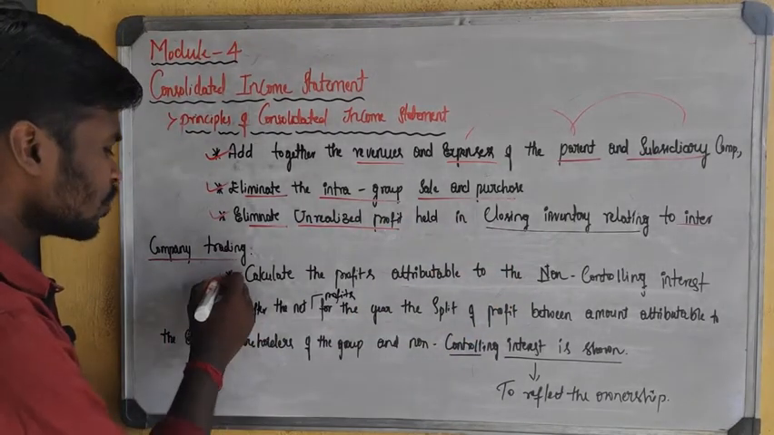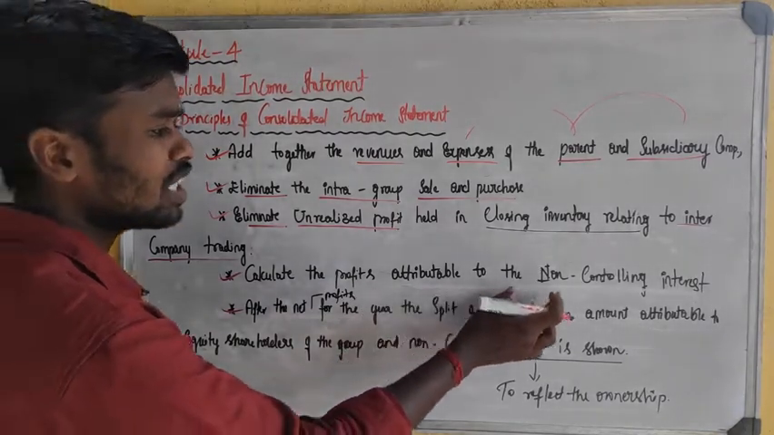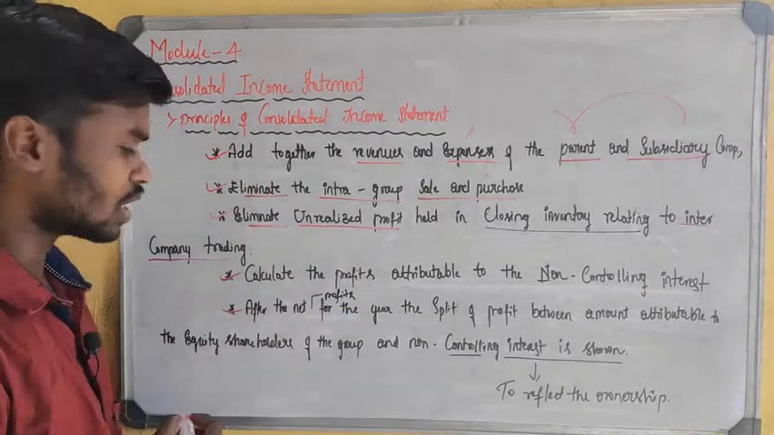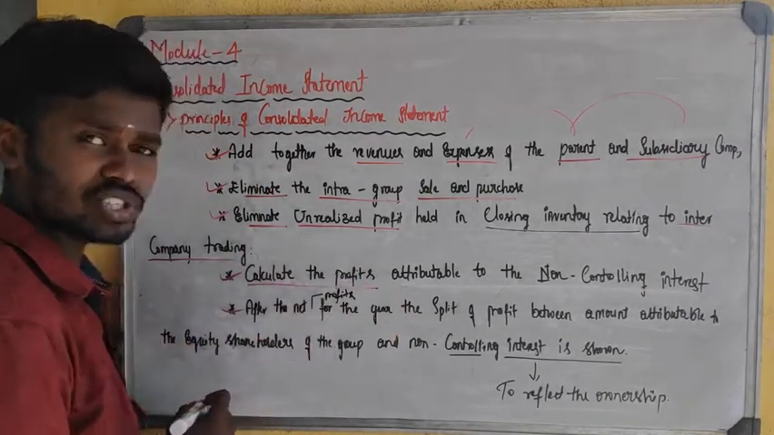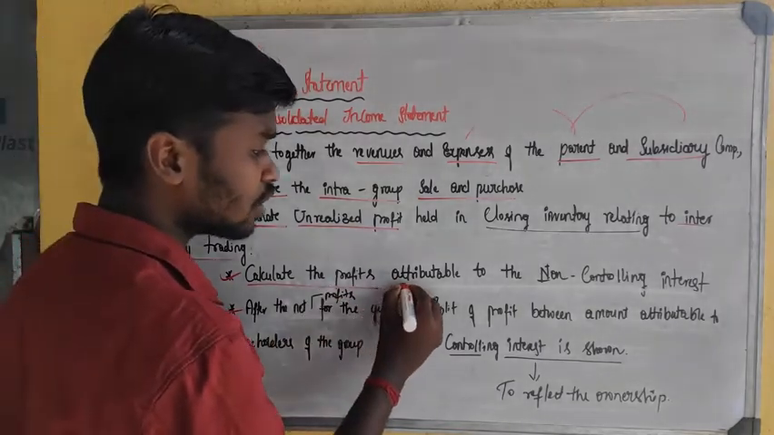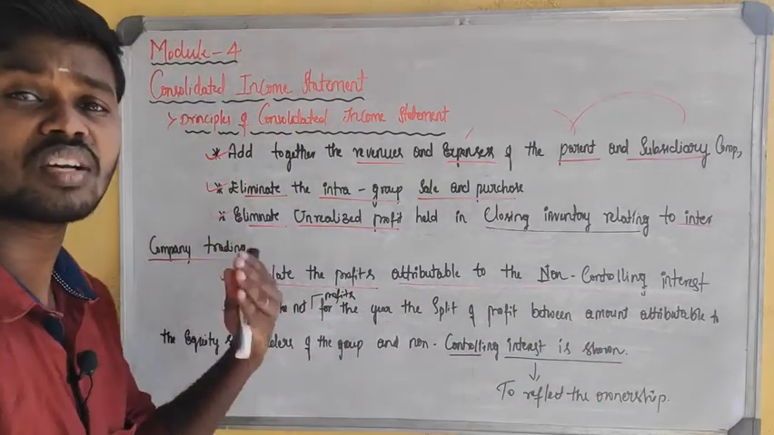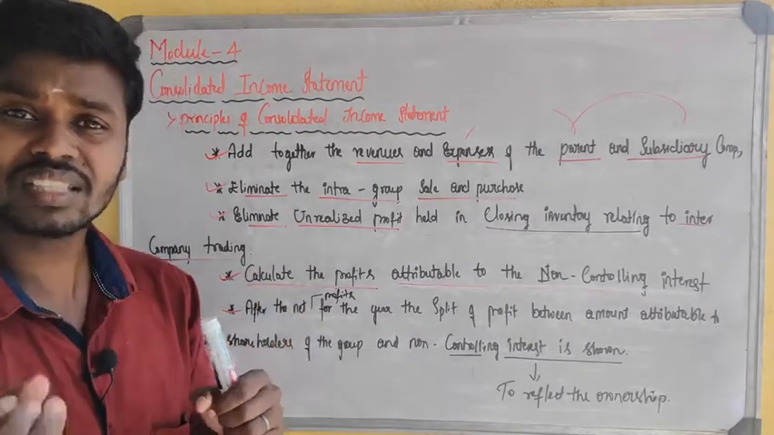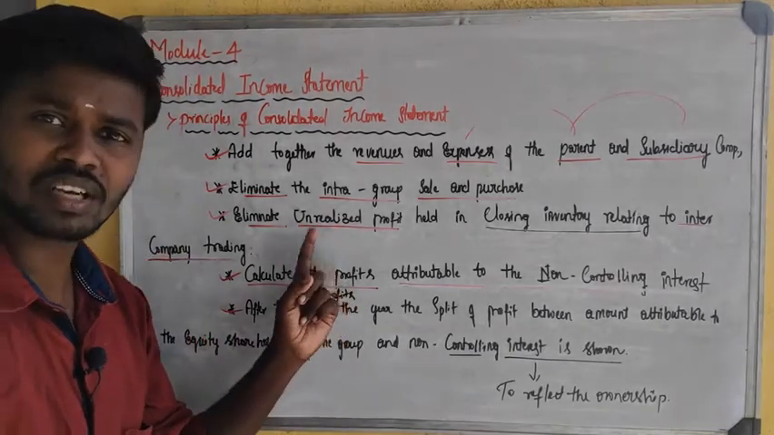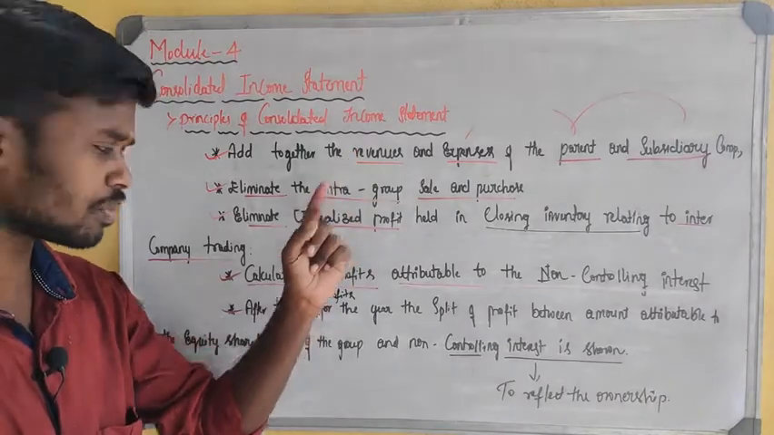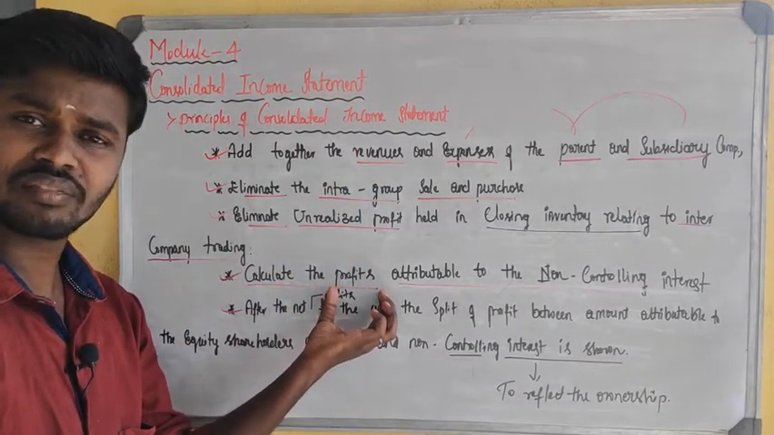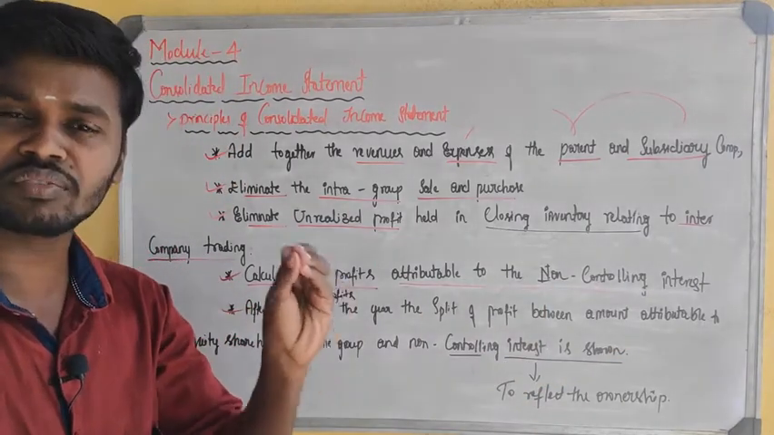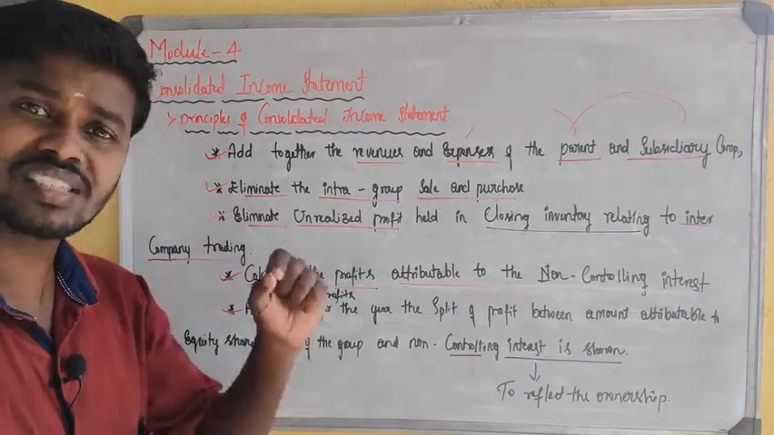Okay, so next calculate the profits attributable to the non-controlling interest. After this elimination of the unrealized profit related to closing inventory, we are going to calculate the profits and earnings related to the non-controlling interest, that is non-controlling shareholders. You know who the non-controlling shareholders are, that is minority shareholders, and who are the majority shareholders. So after treatment of unrealized profit under the consolidated income statement, we are going to calculate the profits and earnings related to minority shareholders in order to identify the ownership of the minority shareholders in the subsidiary company.